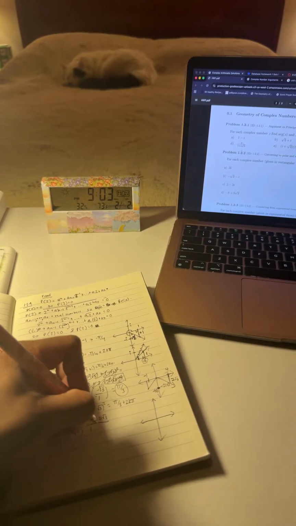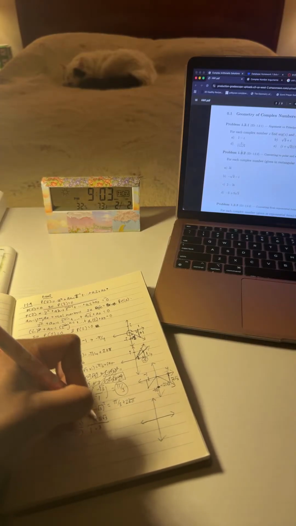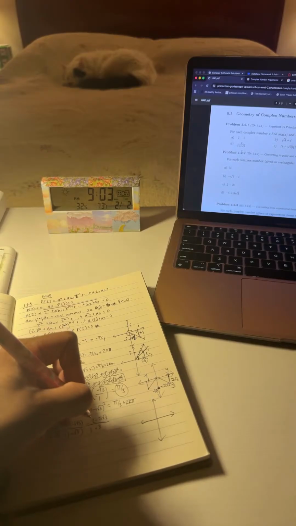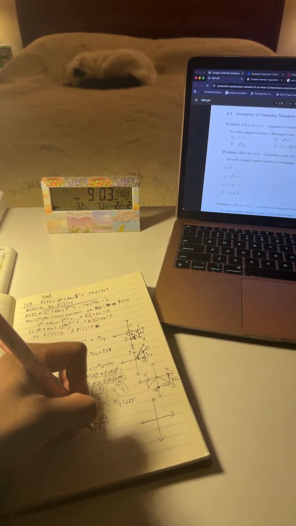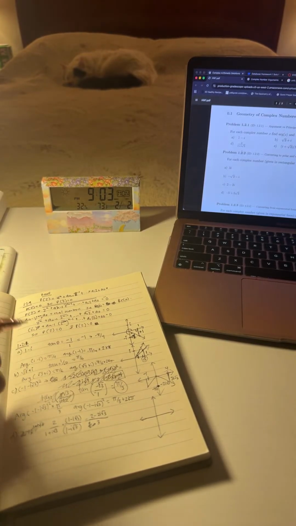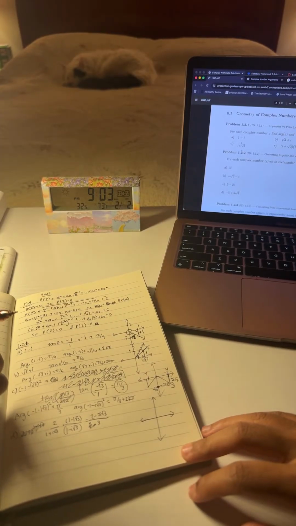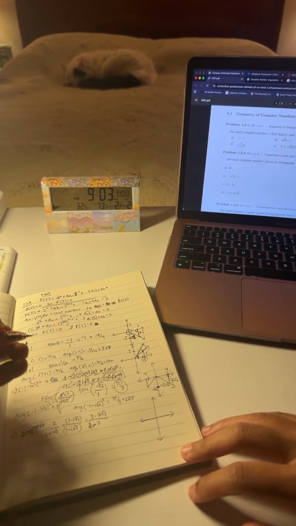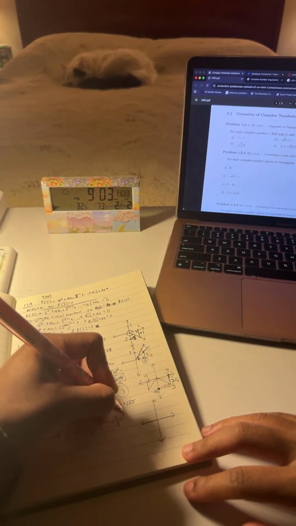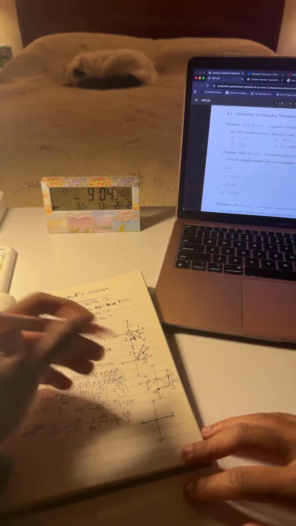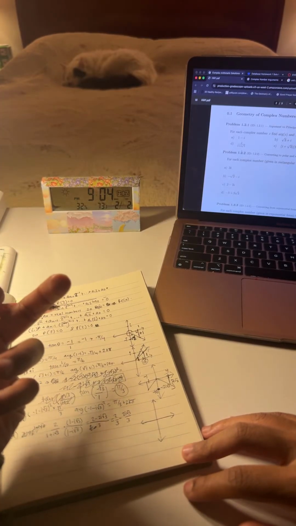Root 3 times root 3 is equal to 3. So that'd be 2 minus 2i root 3 over 3, which equals 2 over 3 minus 2i root 3 over 3. So then that equals just one complex variable.